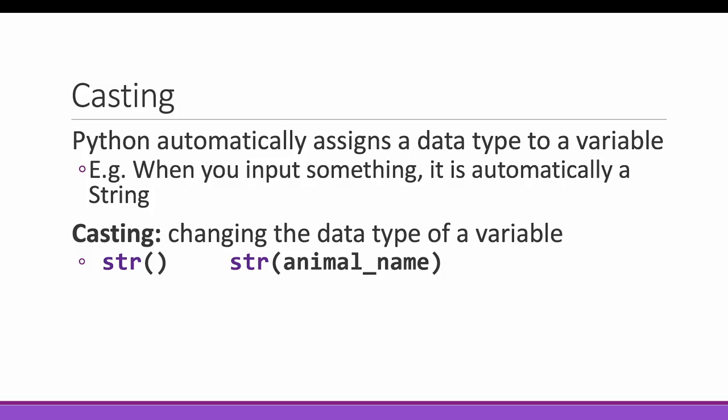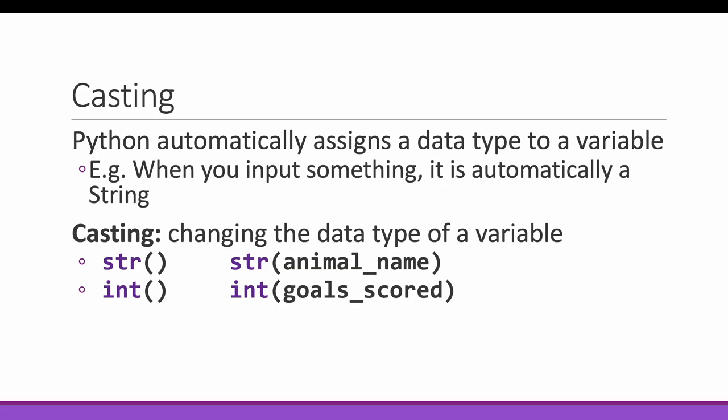str will change a data type into a string. Now we'll look quite a bit later on with some file handling and stuff of when we need to use str. We won't use it as much in the beginning of learning Python, but it can be really helpful to cast numbers into a string if you need to be able to add them onto other strings.